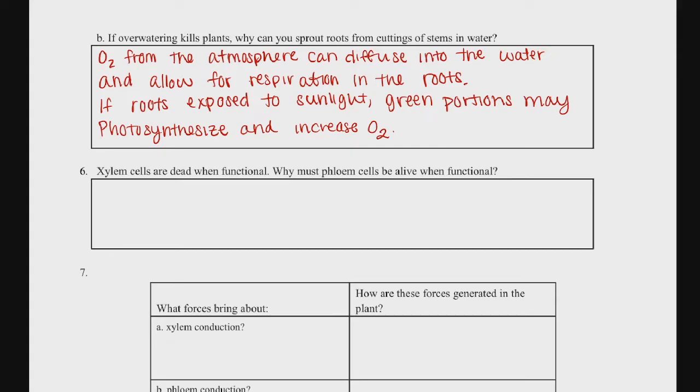But phloem has to be capable of pushing loaded sugars against their concentration, and so that's why they have to be living. They have to have a semi-permeable membrane. They have to expend ATP to push this energetically expensive process, and that is why they must be alive.